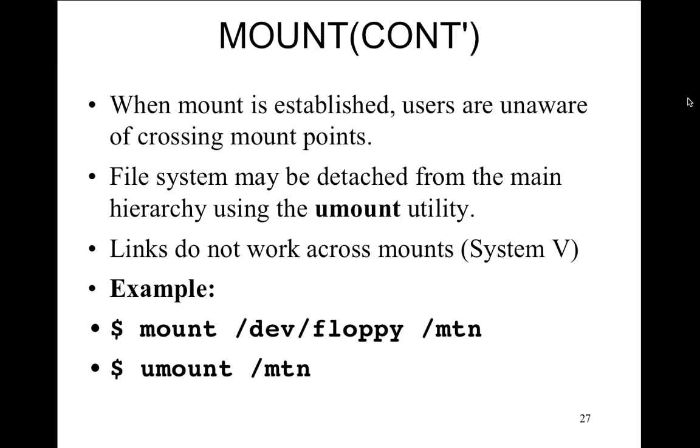So the file system may be detached from the main hierarchy using the umount or unmount utility. So links do not work across mounts on System V. What are links? Well, if you have multiple mounts into the system and you're trying to make a link across them, so you can put 5 disks into one directory, that's not supported on System V. It is supported on other operating systems, versions of Linux. Which means you can take a bunch of small devices and make them look bigger, because you're mounting them all in there, and the directory spans all of these different devices.